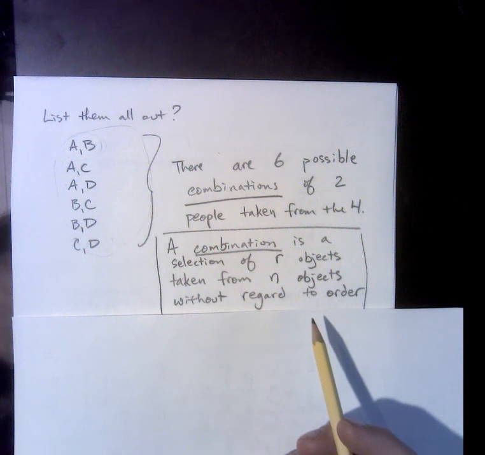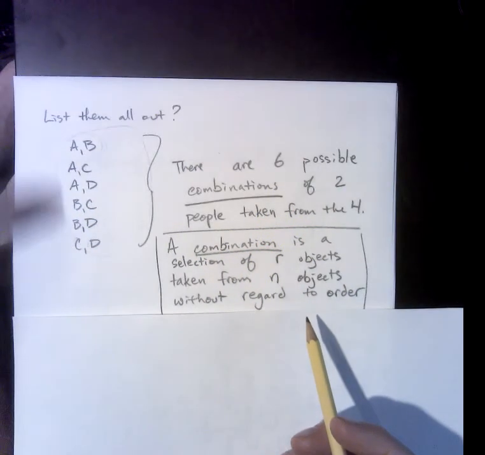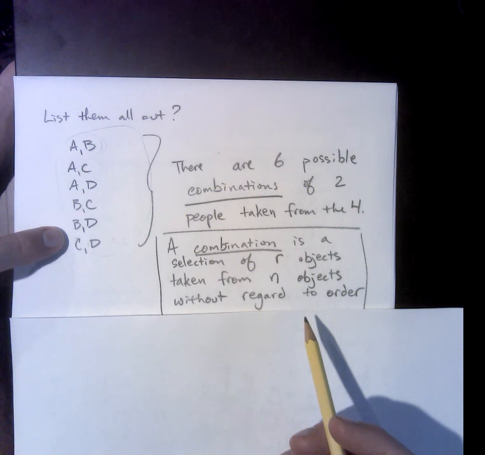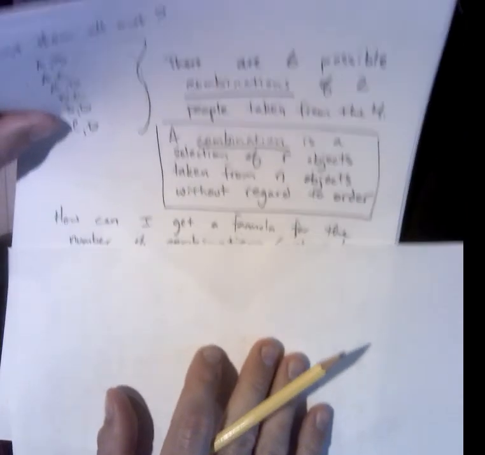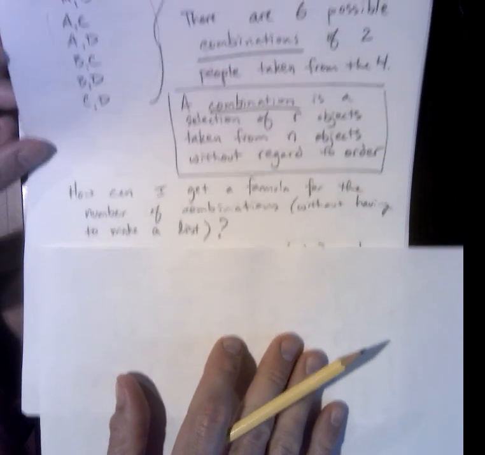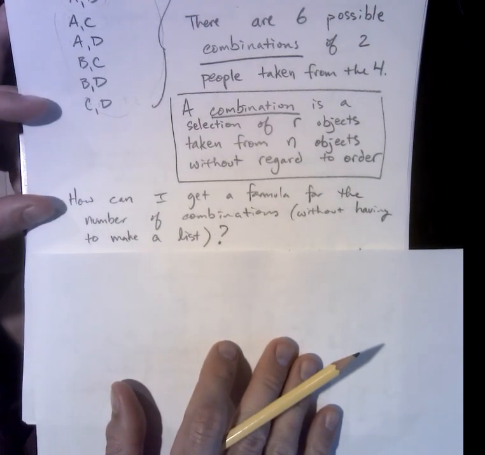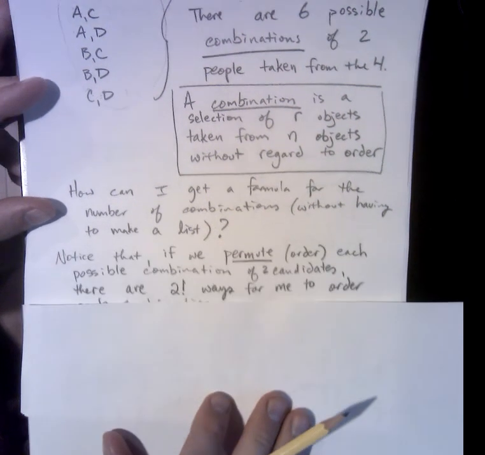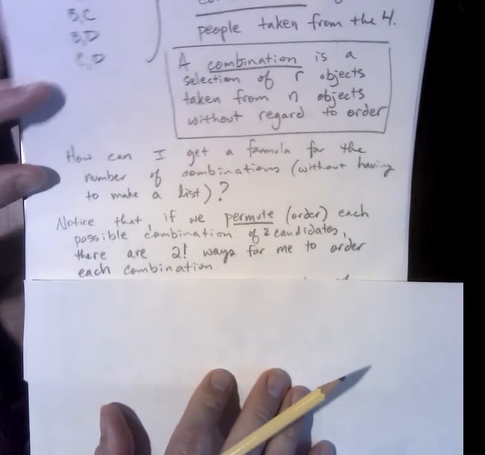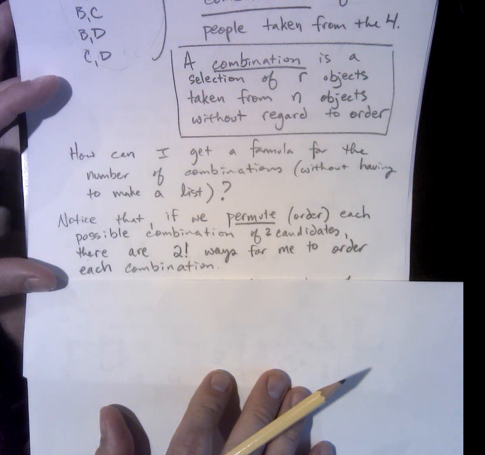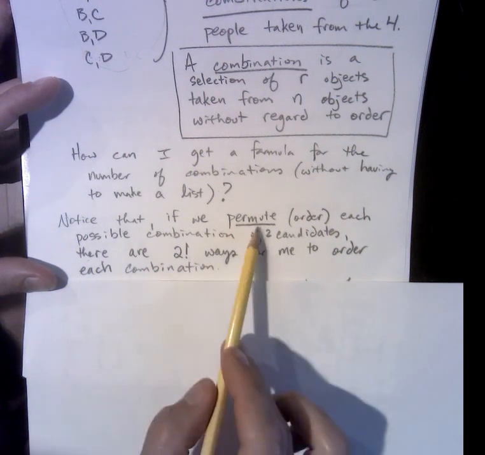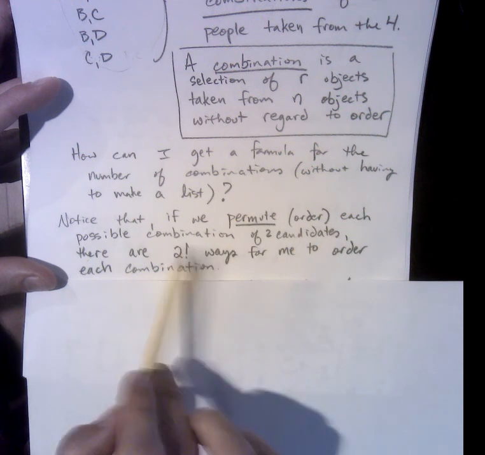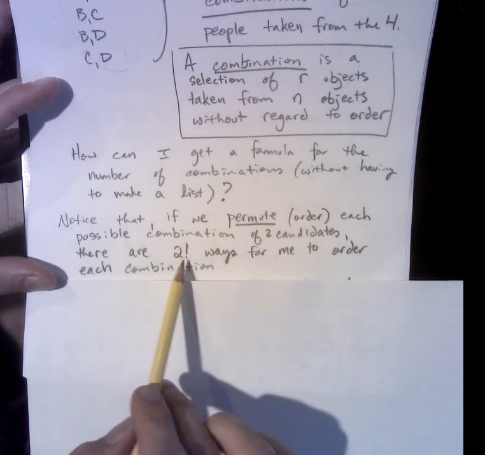Now, we're going to want to come up with a mathematical formula for the combination without having to list out all my options every time. Let's see how that might work. So let's see how we can develop a formula for combinations. Once again, how can I get a formula for the number of combinations without having to make a list? Let's notice something. Even though order didn't matter this time, even though I was calculating a number of combinations and not permutations, notice that if we permute, or order, each combination of 2 candidates, there are 2 factorial ways for me to order each combination.